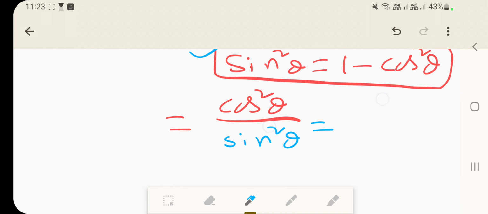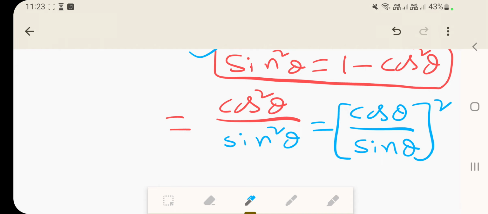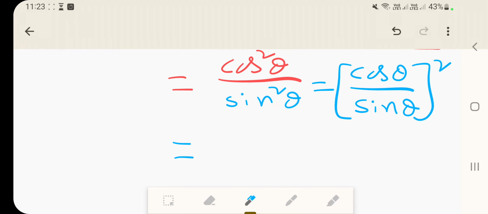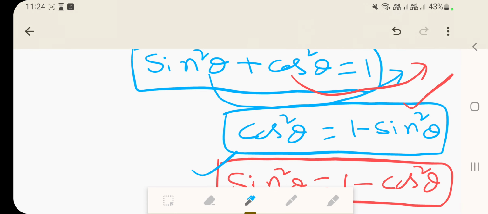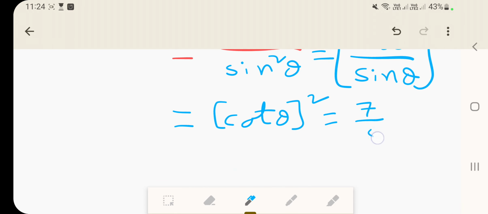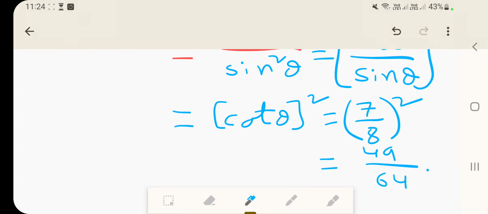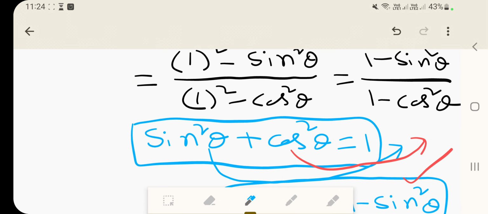This we write, and we know that when the powers are the same in the numerator and denominator, we can make it a common power for both, that is cos theta by sin theta whole square. Now we know that cos theta by sin theta is nothing but cot theta. This also you have to remember. So it is cot square theta. And given in the problem, cot theta is 7 by 8. So we can write it as 7 by 8 whole square. And we know that 7 square is 49, 8 square is 64. So this is the answer for the first question of the problem.